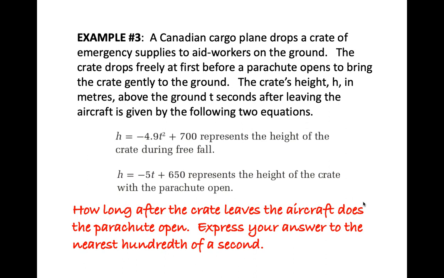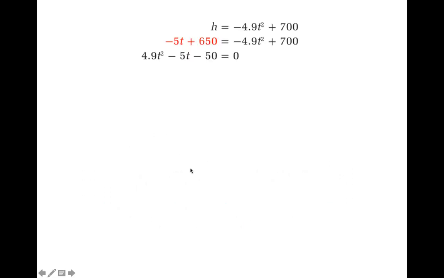two equations. So the first equation is when the crate is in free fall. The second one is after the parachute opens. Of course, they're not going to be the same equation. One's going faster and the other one's going slower. So how long after the crate leaves the aircraft does the parachute actually open? Well, if we think about what we're looking for here, we're looking for where these two paths of the crate are going to be exactly the same. Where do they intersect one another? So we're going to look for the intersection of these guys.